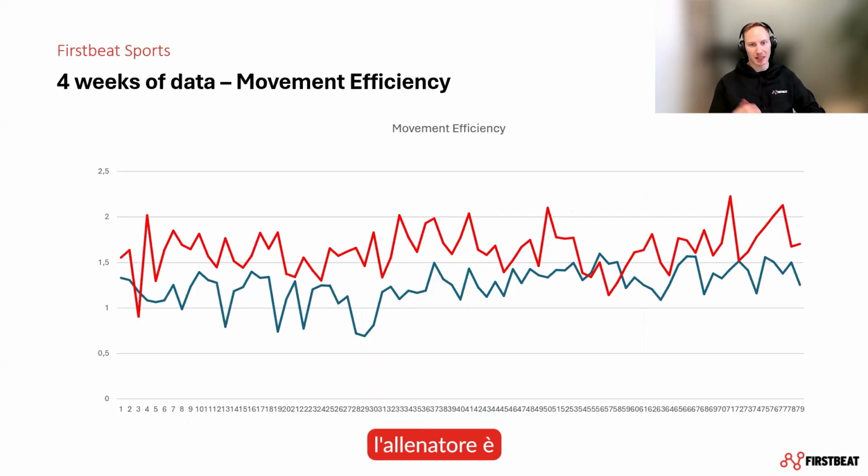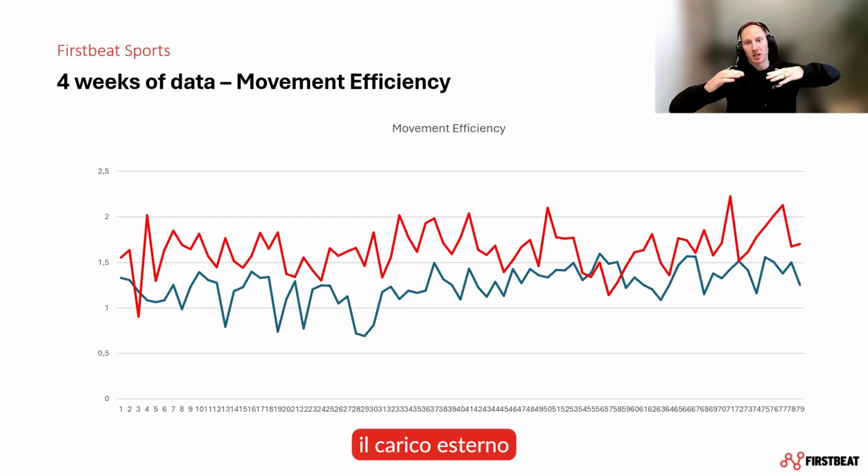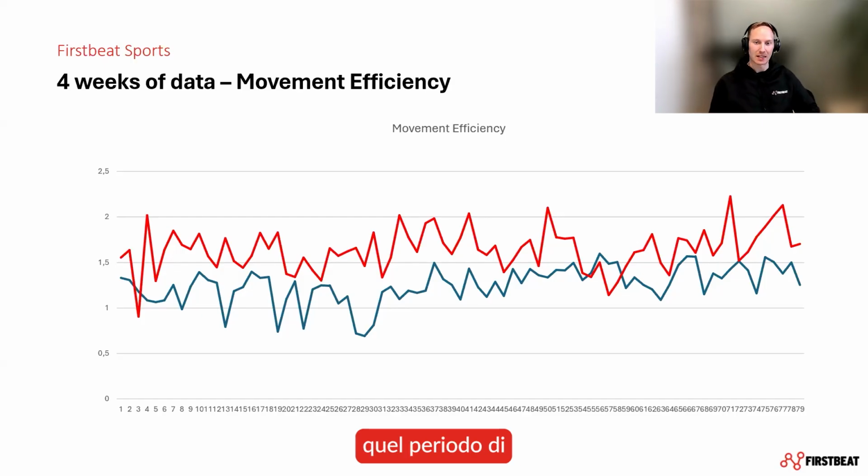Another thing that the coach looks at is movement efficiency. Movement efficiency is movement load divided by trimp, external load divided by internal load. And the trend stays the same. The red athlete, athlete A, has higher movement efficiency, better results than athlete B in all of the sessions recorded during that 4-week time period.